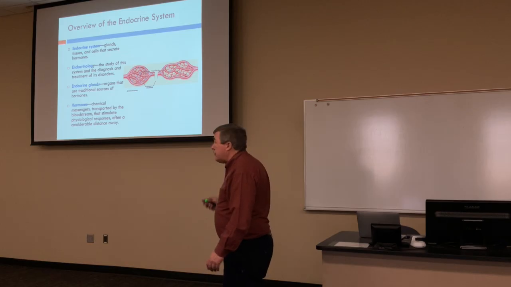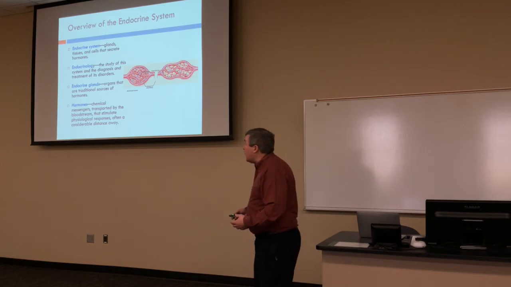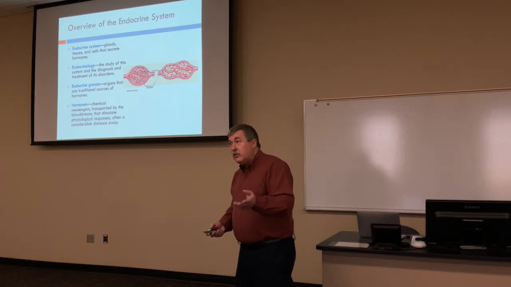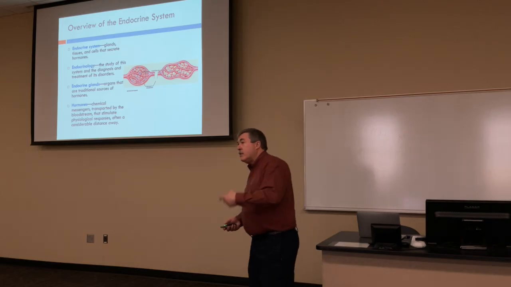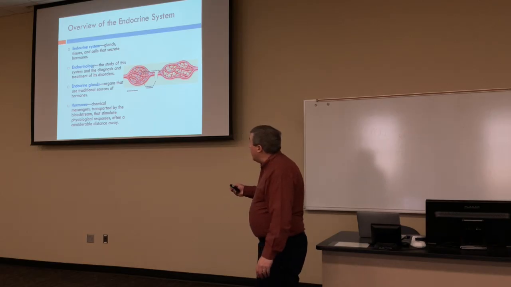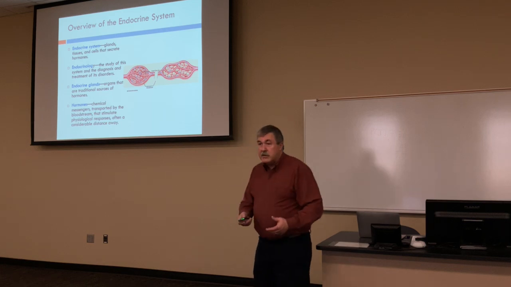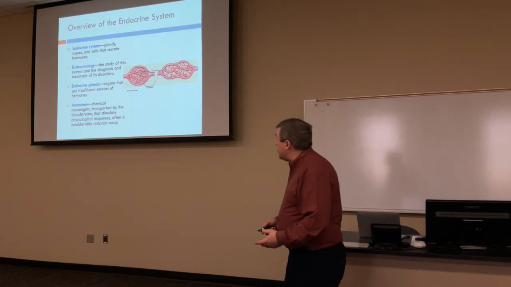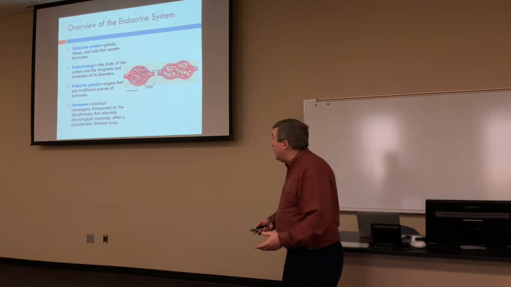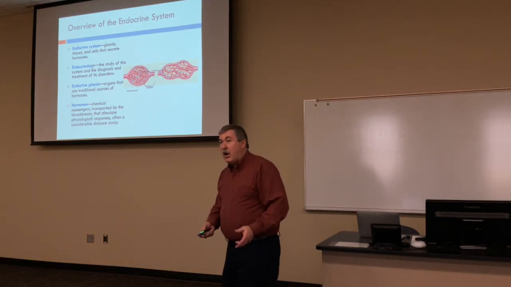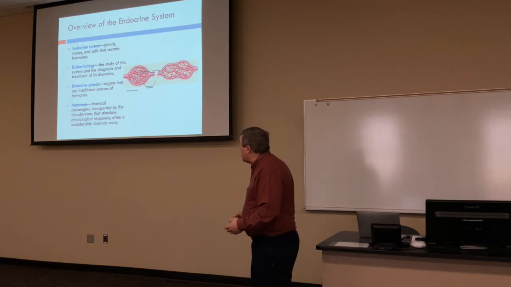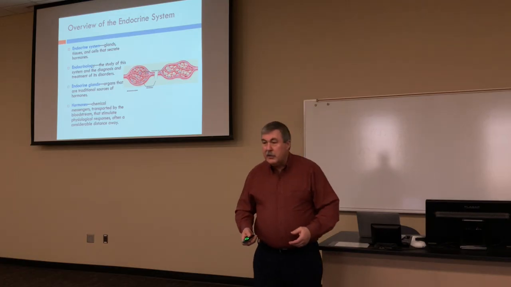So the endocrine system is made up of glands, tissues, and cells that secrete hormones, some of which are similar to neurotransmitters like epinephrine and norepinephrine. The study of the endocrine glands and the diagnosis and treatment of its disorders is called endocrinology. So a person that studies the endocrine system and its disorders would be called an endocrinologist. And endocrine glands are organs that are the traditional sources of hormones.